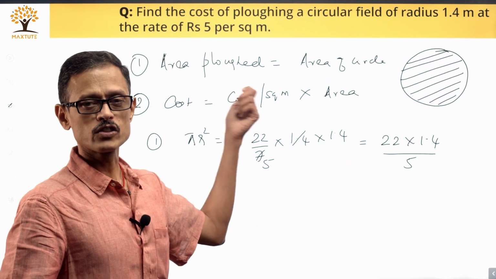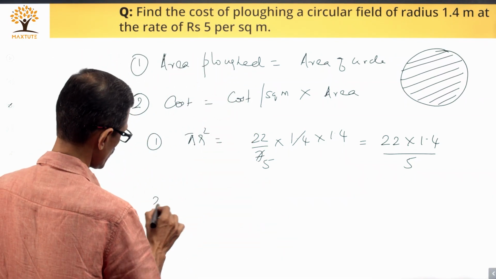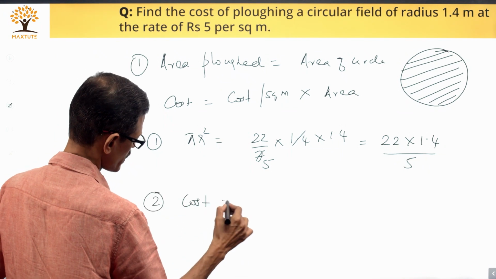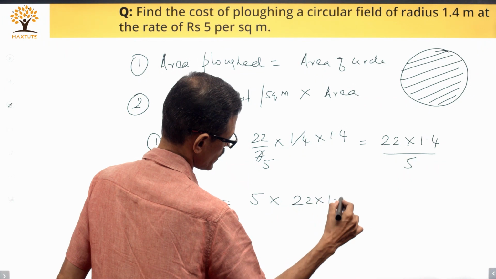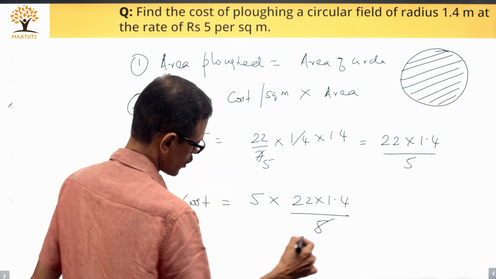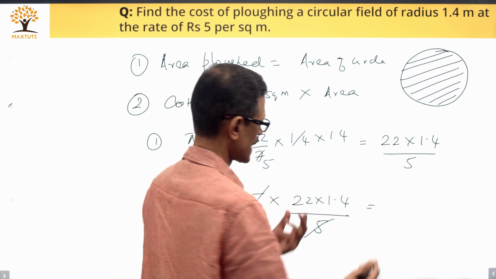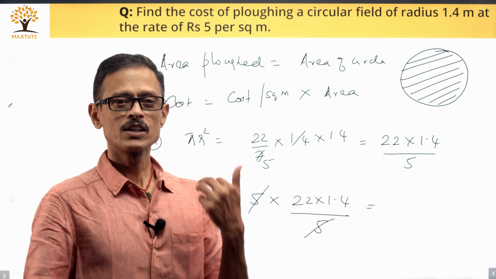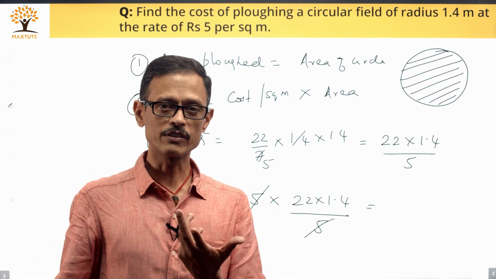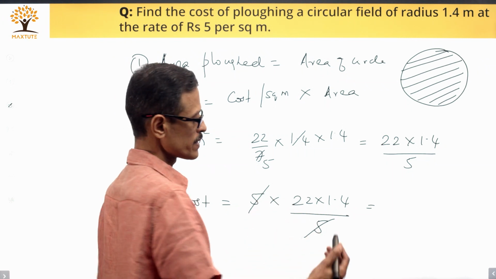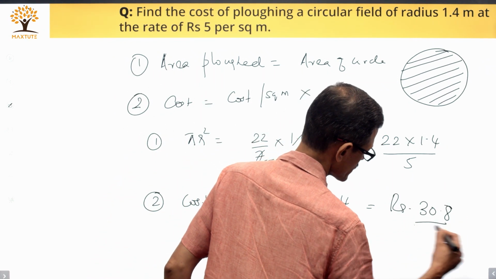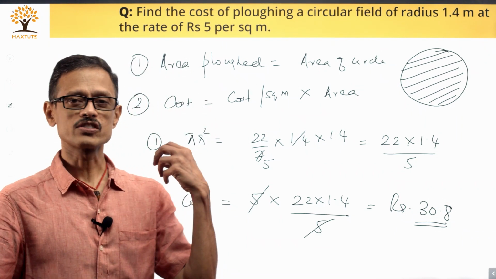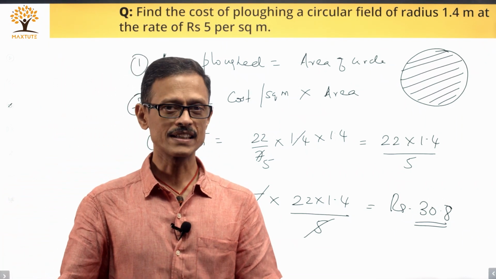What is the cost of ploughing? It is 5 rupees per square meter. So, the cost is going to be equal to cost per square meter, which is 5, into the area that is being ploughed, which is 22 times 1.4 divided by 5. 5 obviously gets cancelled with 5 to leave us with an answer, which is 22 times 1.4. 22 into 1 is 22, 22 into 0.4 is 8.8. So, 22 plus 8.8 is equal to 30.8. So, the cost of ploughing this field is equal to 30.8 rupees. The cost of fencing this field is equal to 132 rupees.